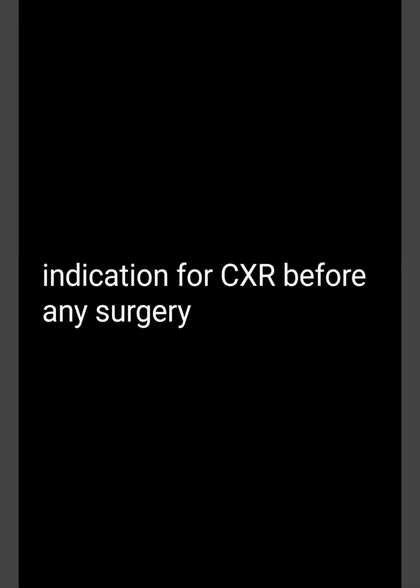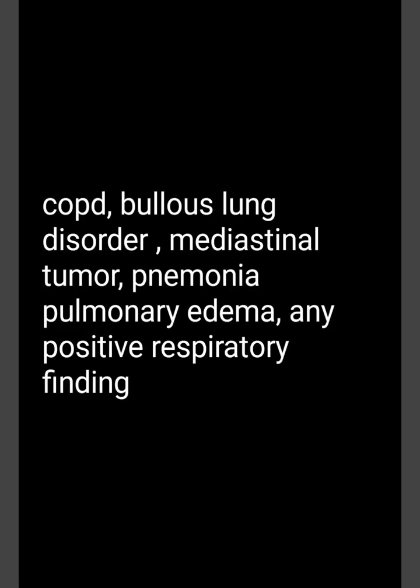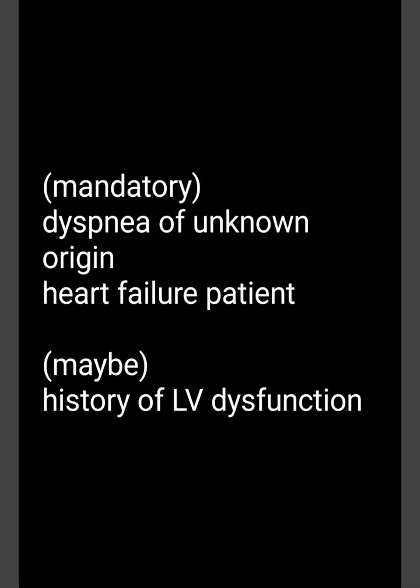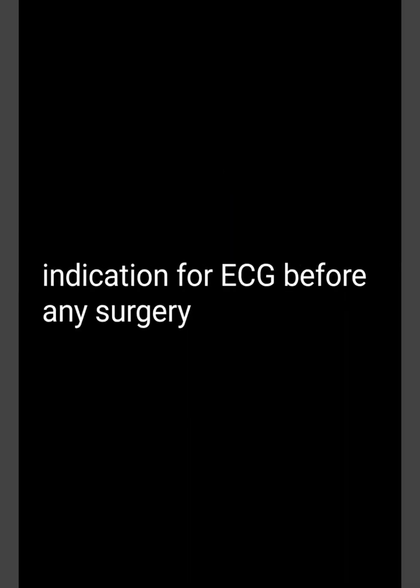Indication for CXR before any surgery: COPD, bullous lung disorder, mediastinal tumor, pneumonia, pulmonary edema, any positive respiratory finding. Indication for echo before any surgery: mandatory, dyspnea of unknown origin, heart failure patient; maybe, history of LV dysfunction.